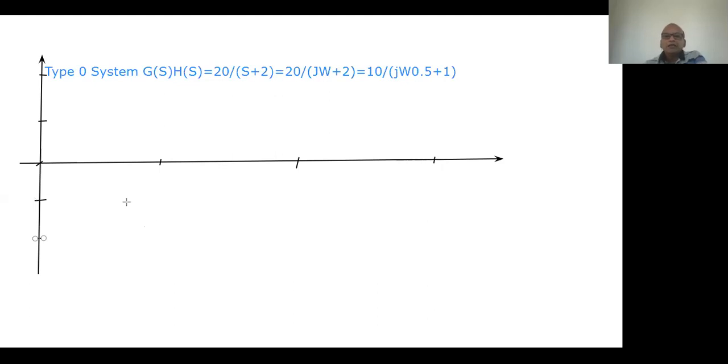Then take a scale on the x-axis. The x-axis is log omega, that is a logarithmic scale. Consider here 0.1. Then next here is 1. Then again next here is 10. That is the x-axis scale in logarithmic.